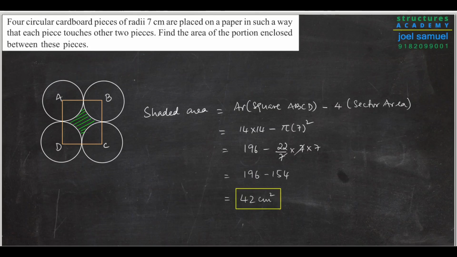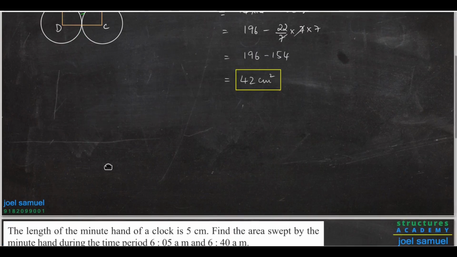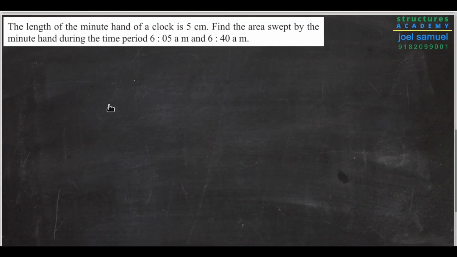Now let us look at one more question. The length of the minute hand of a clock is 5 centimeters. Find the area swept by the minute hand during the time period 6:05 am to 6:40 am. So I'll draw a clock in order to explain what this question is talking about.